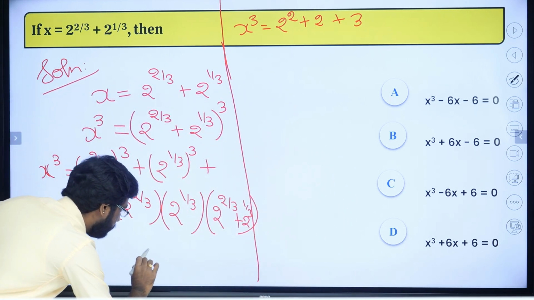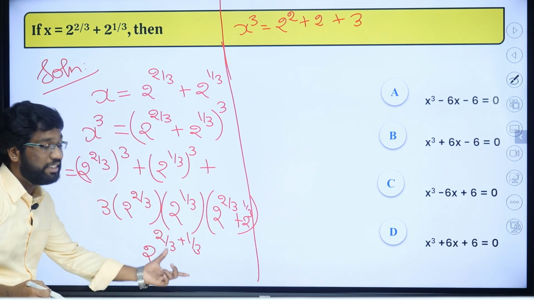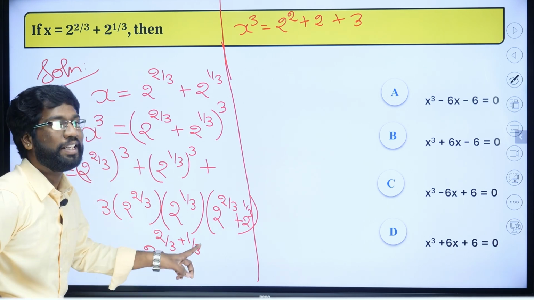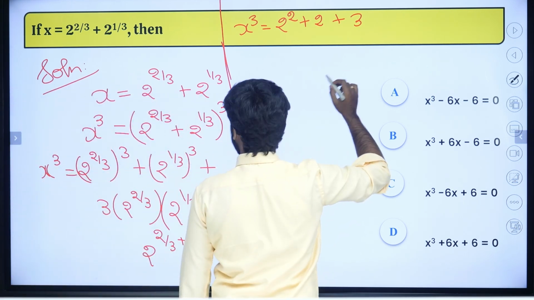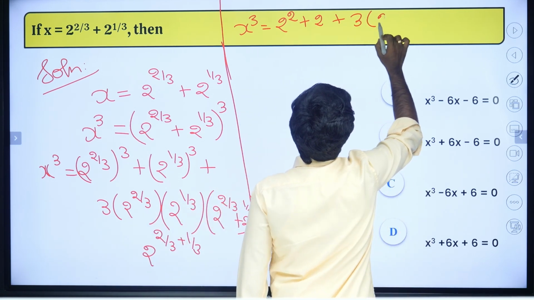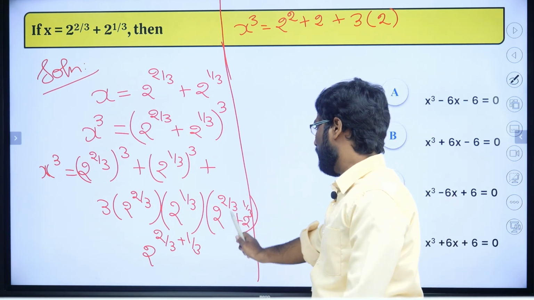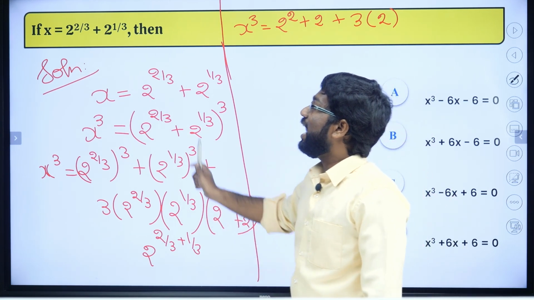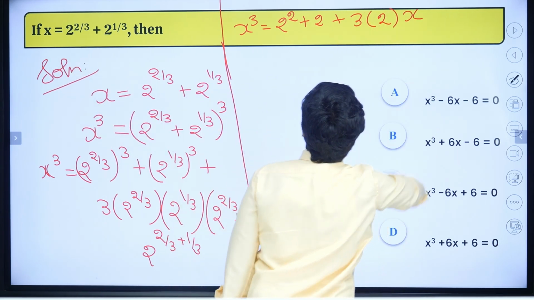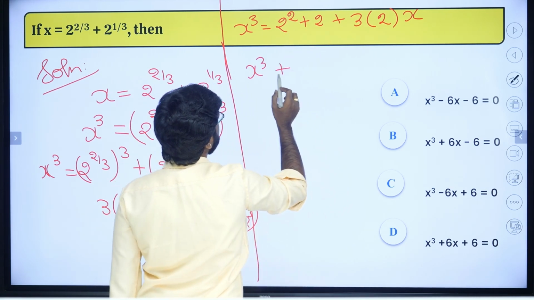So 2 power 2 by 3 plus 1 by 3, this is another power rule. So what will we get? 3 by 3 is 1, so we will get only 2. Here you have to be careful: 2 power 2 by 3 plus 2 power 1 by 3, they have already mentioned that is x. So here I am going to replace it with x. So x cube plus 2 square is 4.